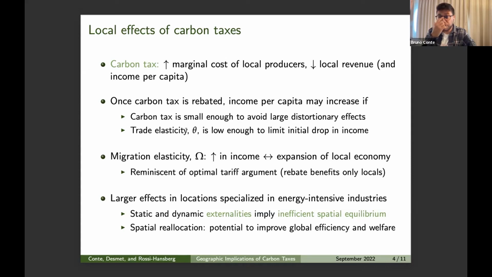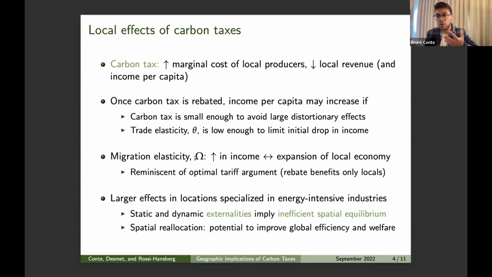On top of that, this will generate more or less agglomeration in these locations depending on the parameter that disciplines the migration elasticity, which here is disciplined by this omega parameter. The migration elasticity is the inverse of this. This parameter is going to link this increase in income to the expansion of the local economy. And if agents in the economy are too responsive to changes in real income, there is going to be more agglomeration into these locations, which then, by agglomeration economies and gains in comparative advantage, will make the economy that is taxing carbon even better off in terms of efficiency.